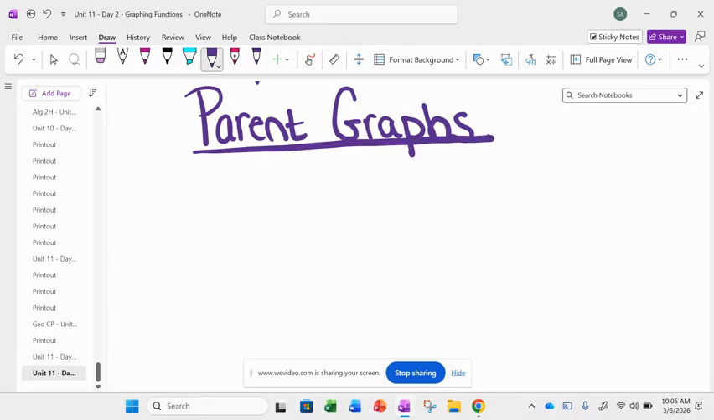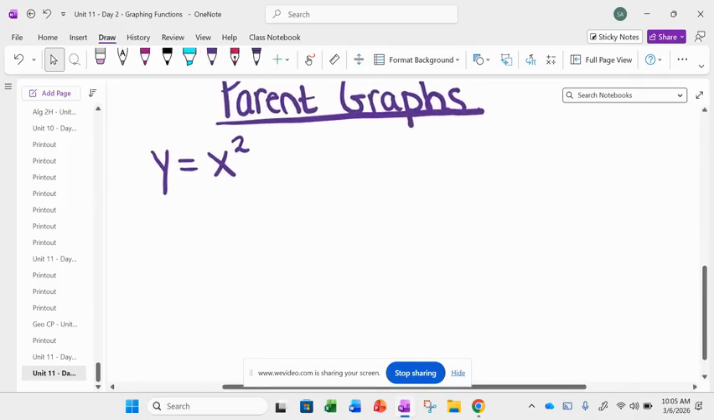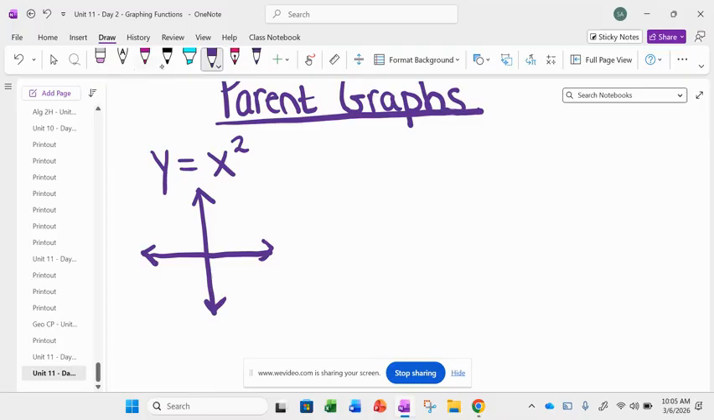Okay, so the first parent graph I'm going to talk about is a parabola, and the parent graph is y equals x squared. And now what this parent graph looks like is a smile with the turning point of 0, 0. Now be very careful when you draw this parabola. It should not be like a V. It should all be a smooth curved turn, no V.